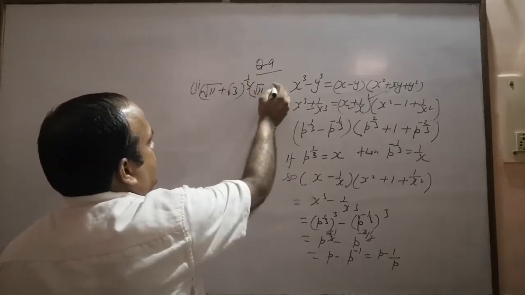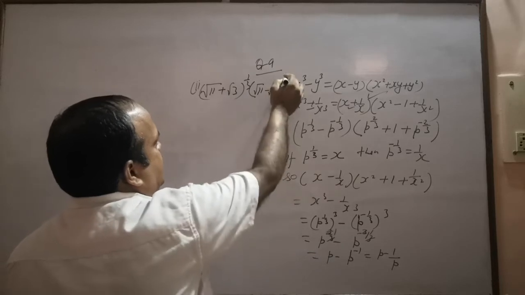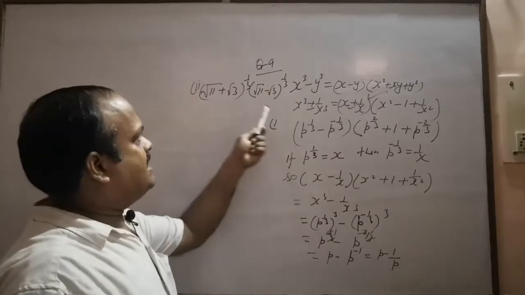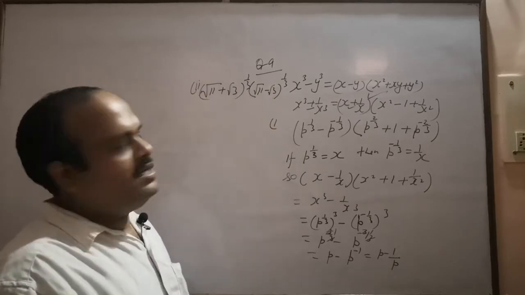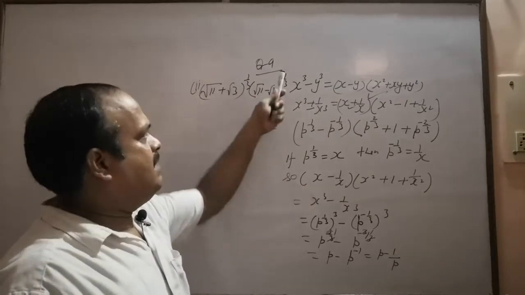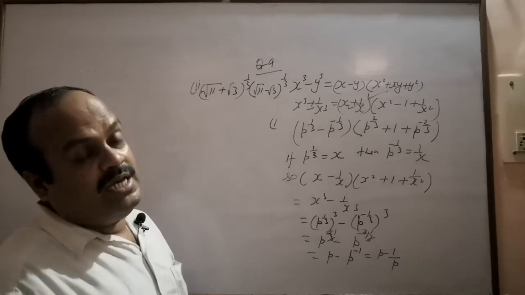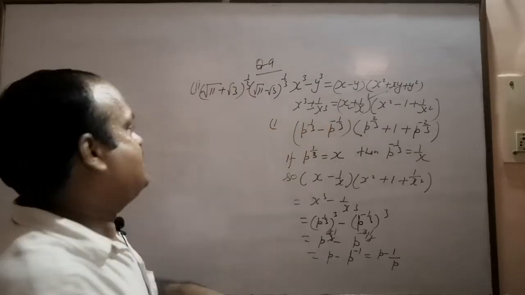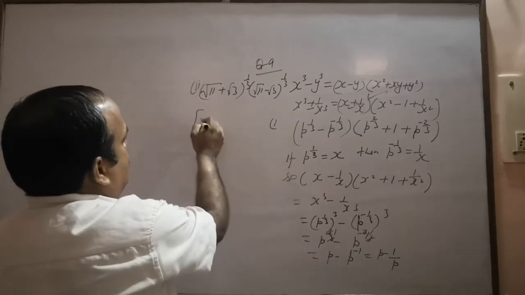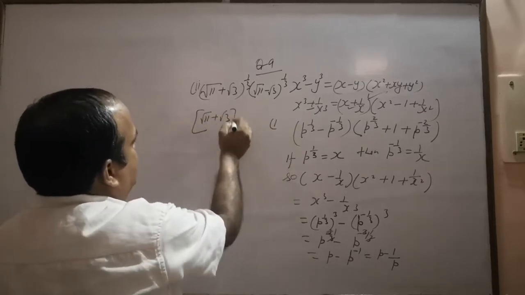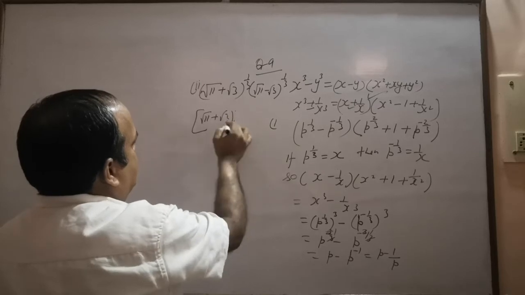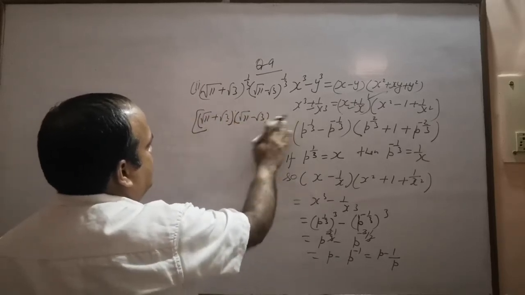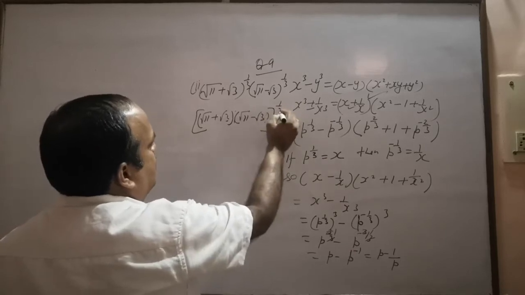Square root 11 minus square root 3 raised to 1 by 3. So both the brackets have the same power. So we can write the product like this: root 11 plus root 3 multiplied by root 11 minus root 3, whole power 1 by 3.